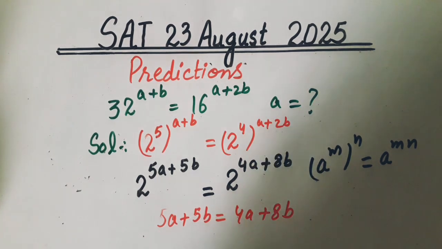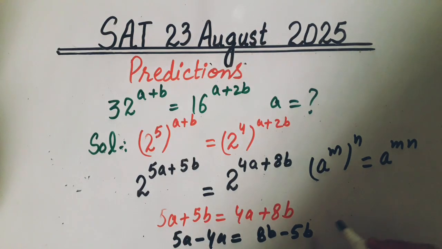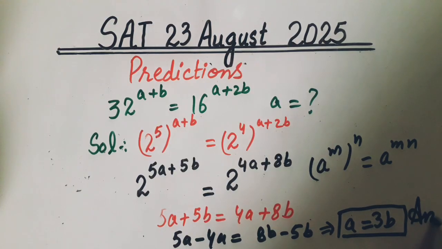Now you have to find the value of a. For this purpose, you will write 5a minus 4a equals 8b minus 5b, which implies that 5 minus 4 is 1. So a equals 8 minus 5, which is 3. a equals 3b. So this will be the answer. Now we will solve another question.